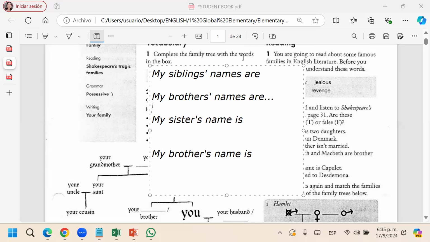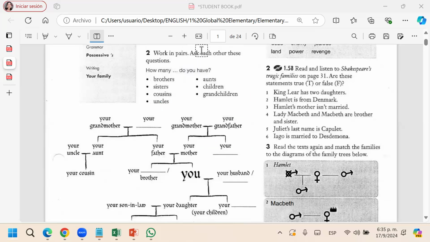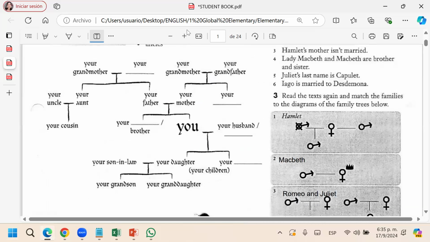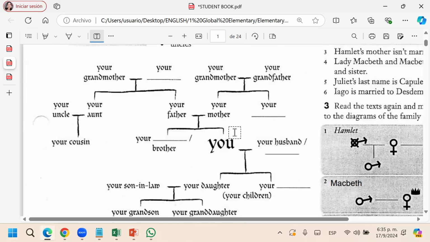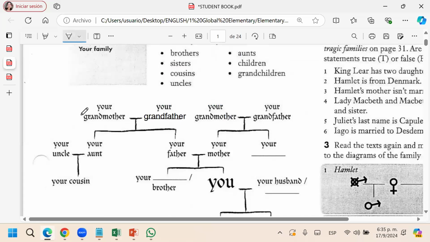I have here this family tree. On the first page, we have this family tree. And I have here your grandmother and your grandfather. And if I want to use one word for both, for grandmother and grandfather, grandparents.